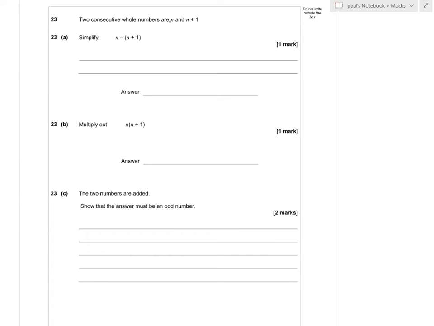Two consecutive whole numbers are n and n plus 1. Okay, simplify n minus. So, alright, n minus. Let's get rid of the bracket. So there'll be n minus 1. So minus 1. That's a crazy question. Multiply out n squared plus n. Okay, the two numbers are added. Show that the answer must be odd. So what am I adding?